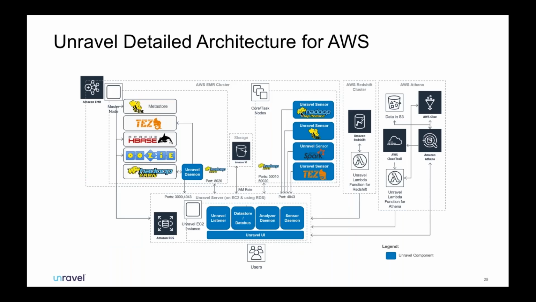So here's the chart for how we fit in to a platform like AWS. So the Unravel Daemon is in blue, but all the Unravel components are blue. And so we basically have a daemon that sits inside of the cluster that is essentially a log forwarder, right?